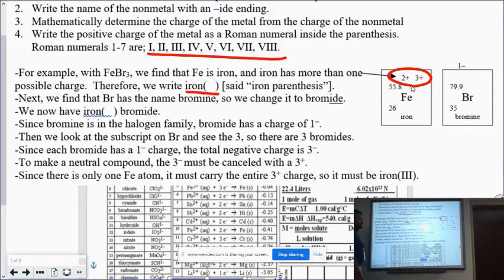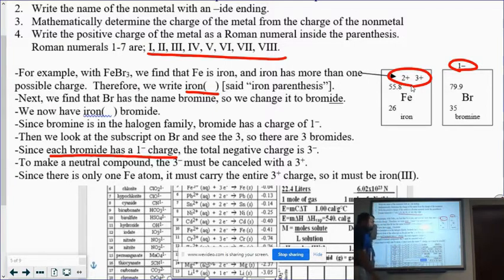Since bromine is in the halogen family, bromide has a charge of 1-. That should be right in the element box for you. We have it above here, but in yours it should be in that box. And then we look at the subscript on bromine and see that it's a 3. So there are 3 of them. If each bromine has a 1- charge, the total negative charge from those bromides is 3-.